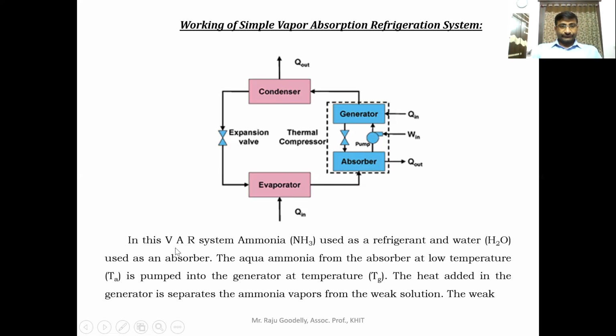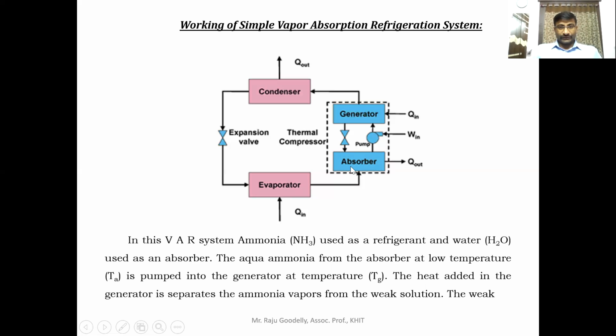Okay, let us look at the theory. In this VAR system, ammonia NH3 is used as a refrigerant and water H2O is used as an absorbent. Okay, absorbent ga use chestam dinni. The aqua ammonia means the ammonia mixture with water. Whenever the ammonia mixes with the water, that is called the aqua ammonia from the absorber.